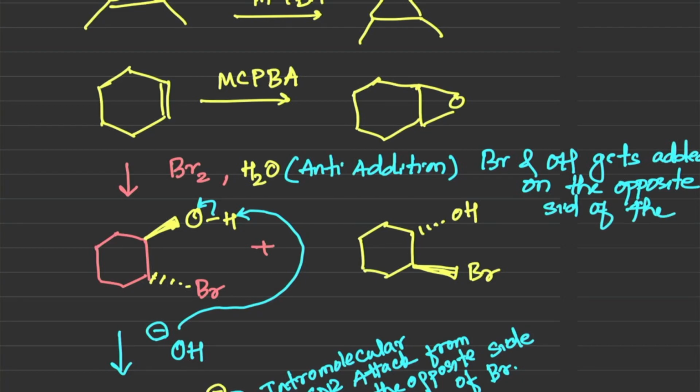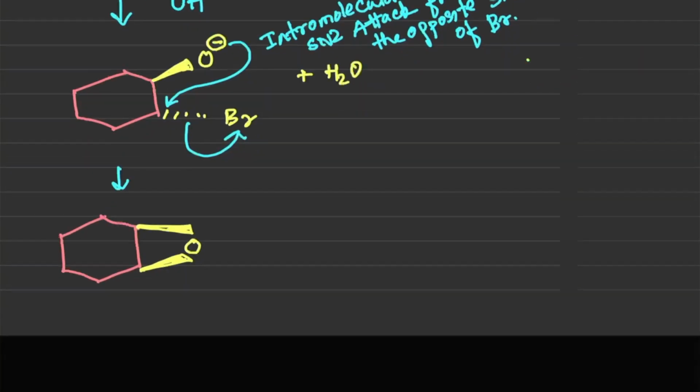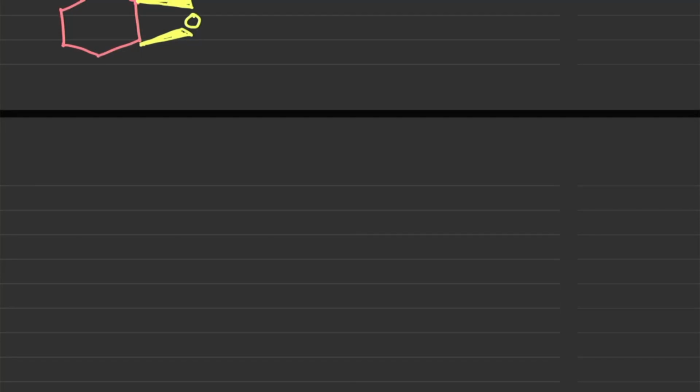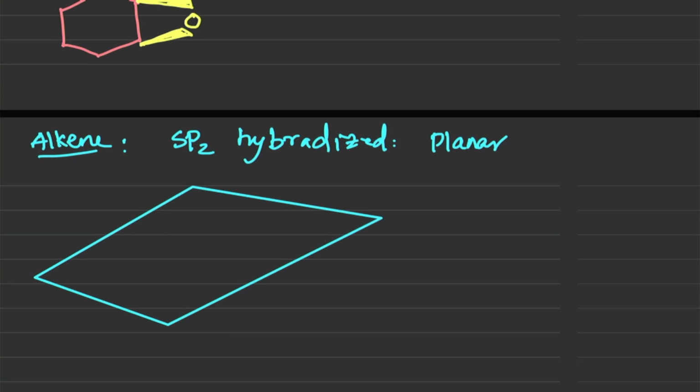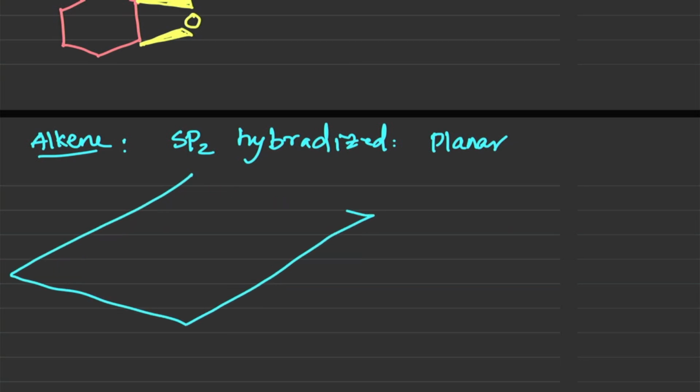All right, that's all we had here. So let's try to draw a couple of structures with proper stereochemistry. Alkenes are sp2 hybridized, which means they are planar structures. So maybe I will draw one here. This is a plane, and we can have a double bond on this plane like this.